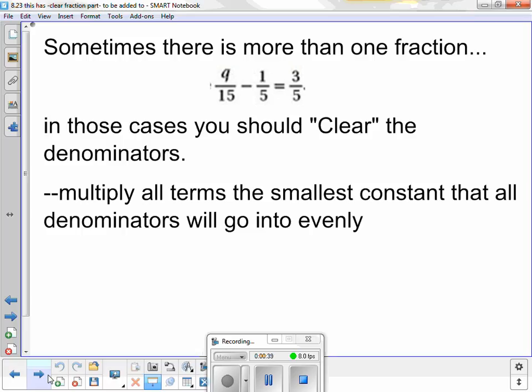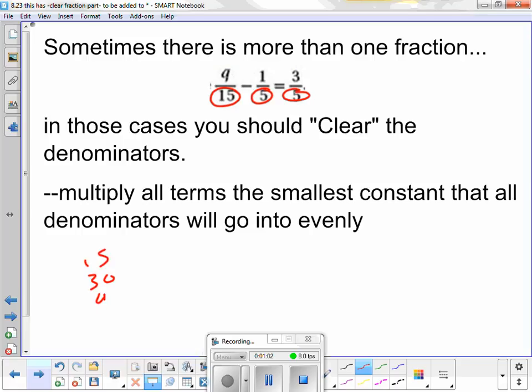So looking at this equation that's given, I have q over 15 minus 1 over 5 equals 3/5. So my denominators are 15, 5, and 5. Well, what's the least common multiple? You can think about multiples as, remember, counting by 5s: 5, 10, 15, 20, 25, 30. And then the multiples of 15 would be 15, 30, 45, 60. So what's the least common multiple? Well, isn't the least common multiple 15? The first time that they match up.